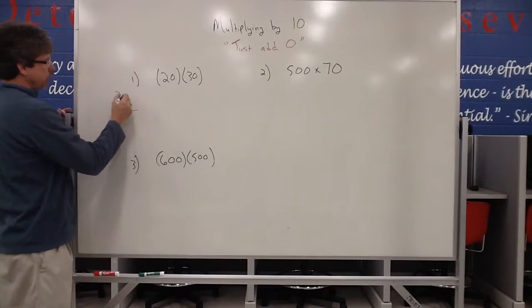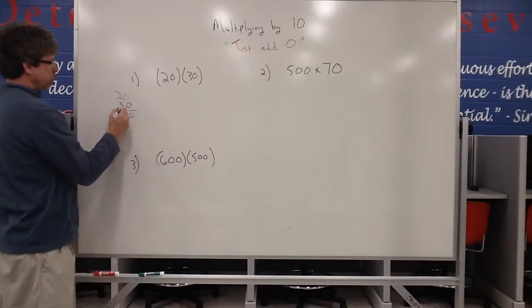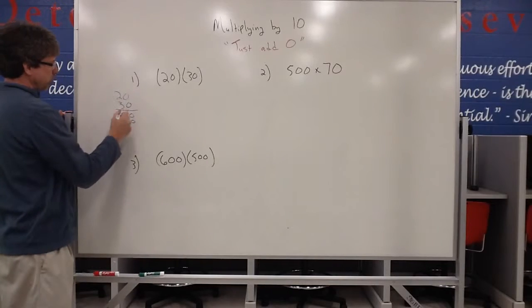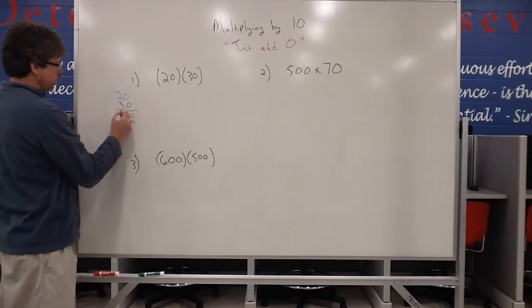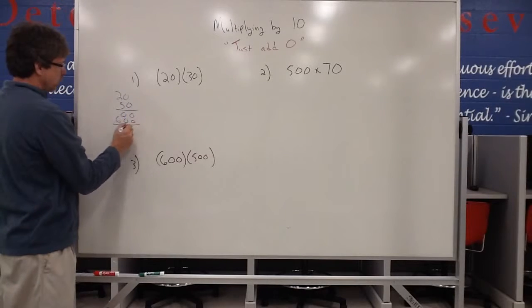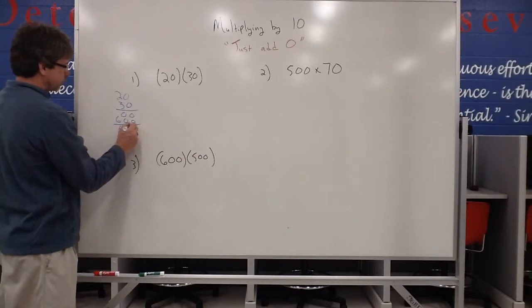We go 0 times 0 is 0. 0 times 2 is 0. We slide over a spot by putting a place value 0. Then we move to the 3. 3 times 0 is 0. And 3 times 2 would be 6. And we'd end up with 600.